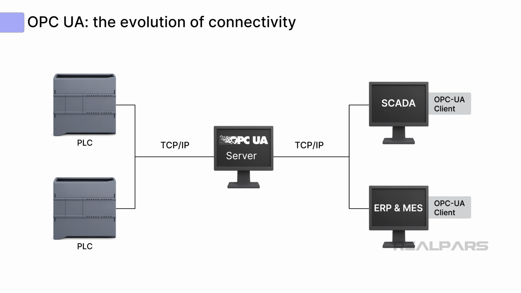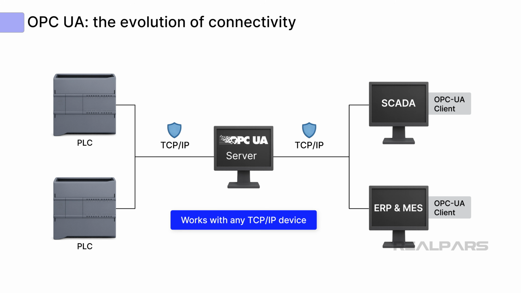Since OPC UA is supported on TCP/IP, all of the security features offered in a TCP/IP environment are available to OPC UA. OPC UA is interoperable between any TCP/IP device, making it completely platform independent. As with Modbus, OPC UA is built on a client-server architecture.